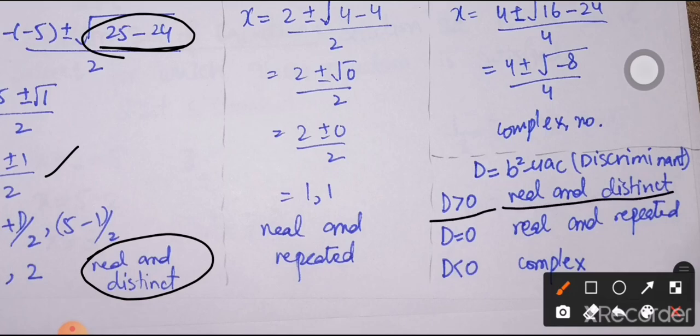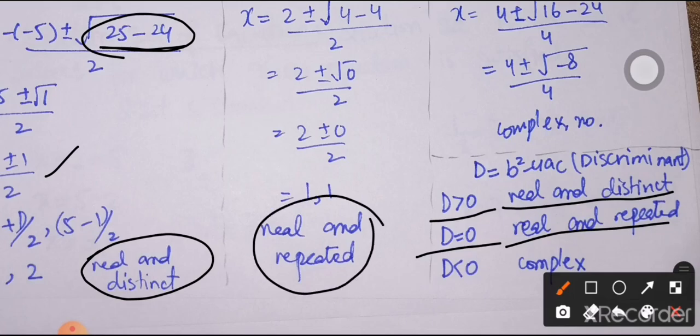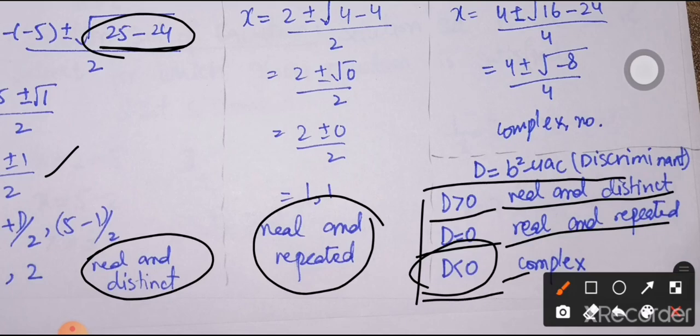Then we will have real and repeated roots when the discriminant is equal to 0. So when we are having discriminant 0, we are going to have real and repeated roots, and for complex numbers, whenever the discriminant is a negative number, we will have complex roots. So this is how we can determine the nature of the roots with the help of the discriminant, that is b square minus 4ac.